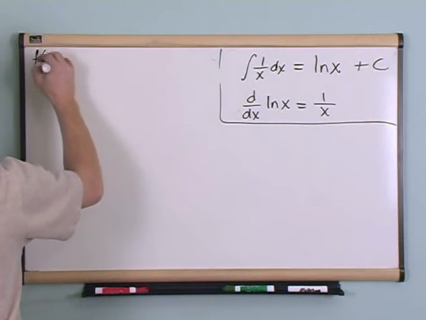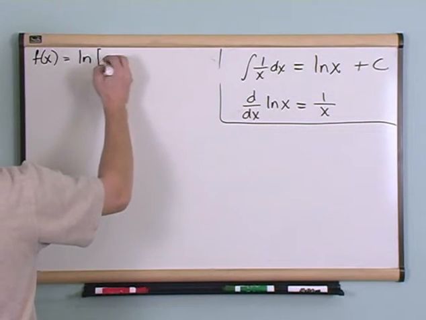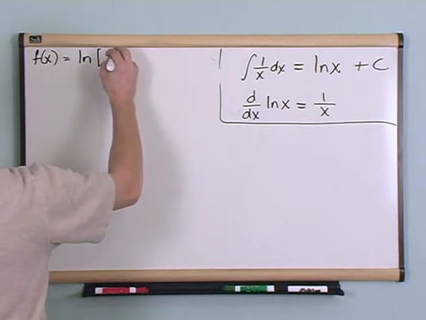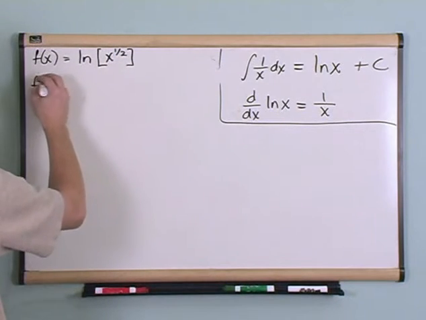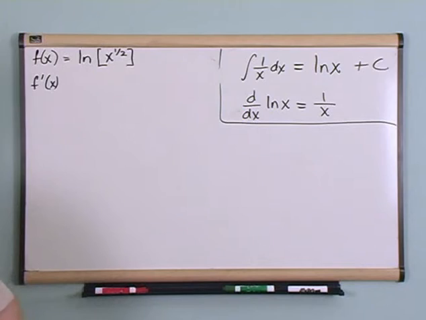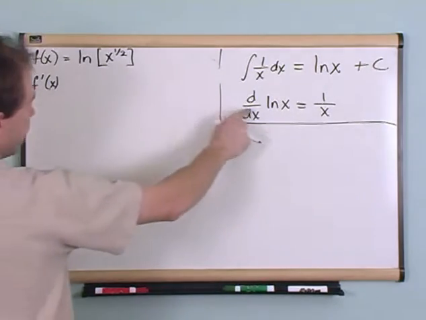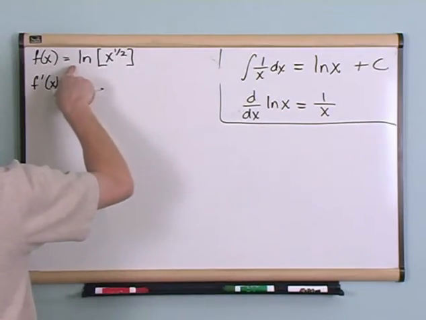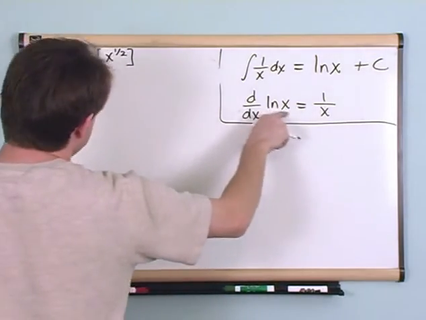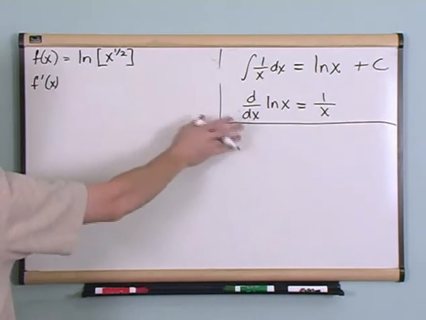What if you had a function like this, natural log of, and then inside here you had x to the 1/2, which is just the square root of x, and you wanted to find the derivative here? Well, you're going to have to use the chain rule, because I've given you the derivative of the natural log of x, but here you have the natural log of x to the 1/2, so it's not quite the same.